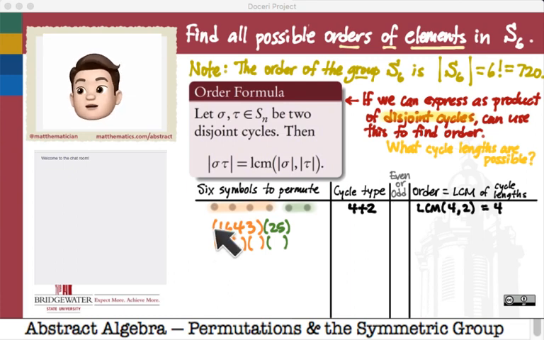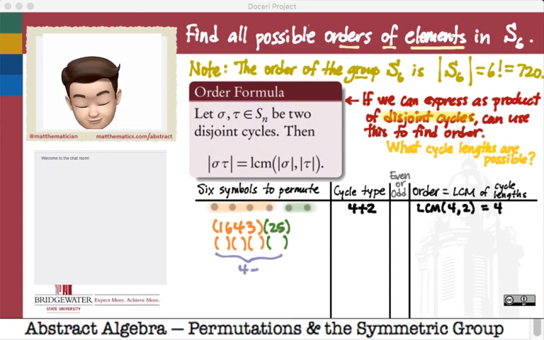So in total, how many transpositions do I have in this permutation? I've got 3 of them coming from the 4 cycle, 1 of them coming from the 2 cycle, and so I have a total of 4 transpositions. And that tells me, therefore, that this permutation is an even permutation. So I'm just going to write here an E for even. And we've classified this cycle type.